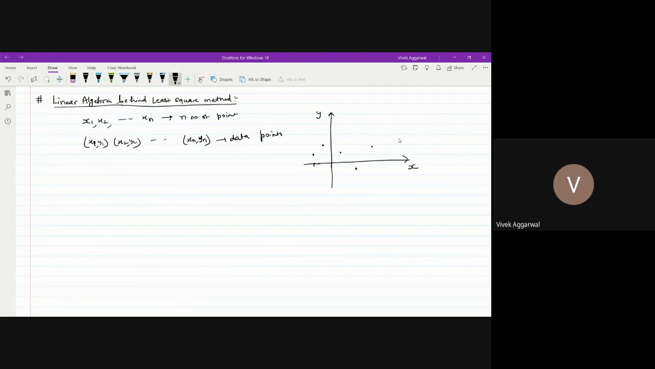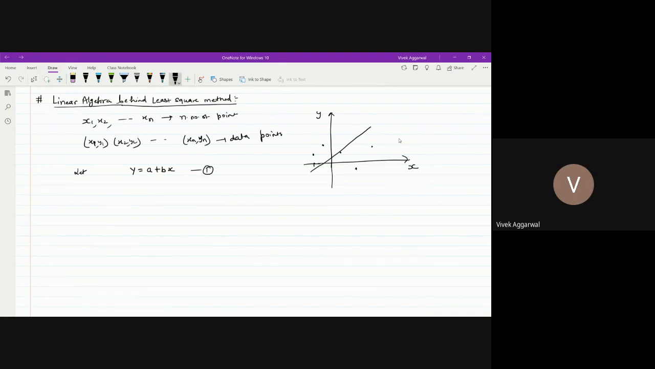Now suppose I want to fit a line. Our condition would ideally be that this line should pass through all the points, but that is not the case in reality. So what we want is that this line should be close to all these points. In this case I take a line y equal to a plus b x. This is the line fit I am considering.